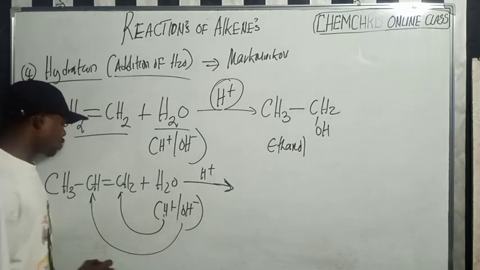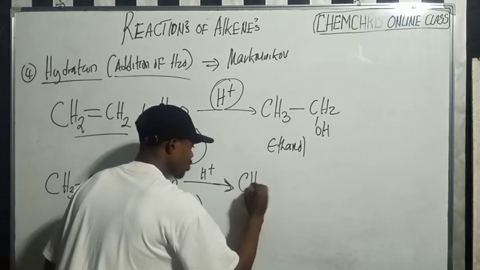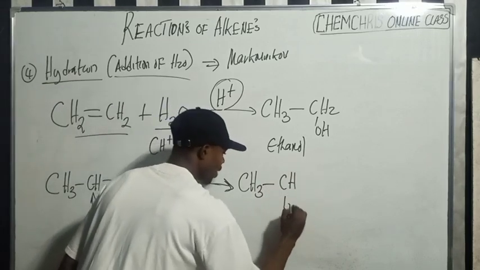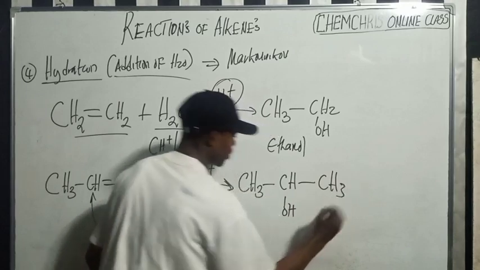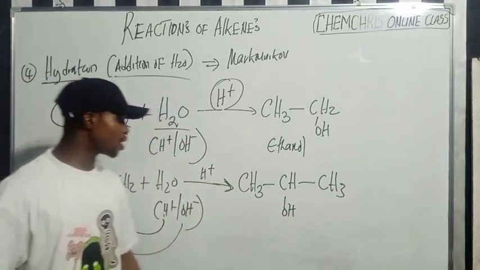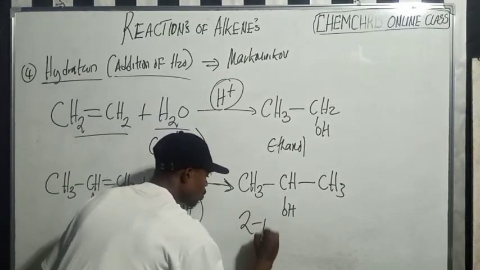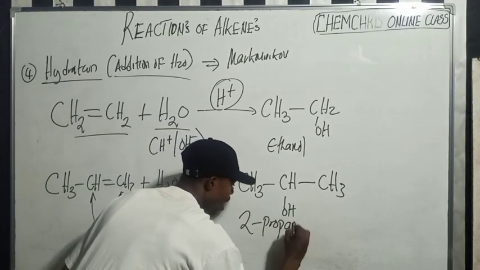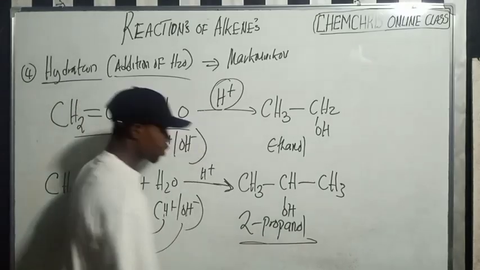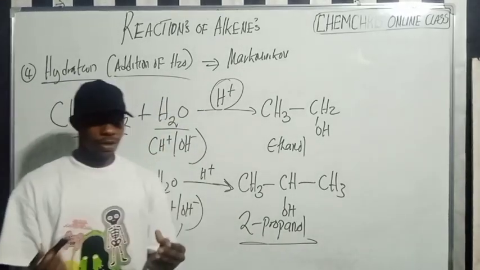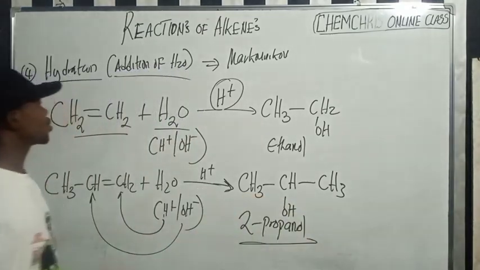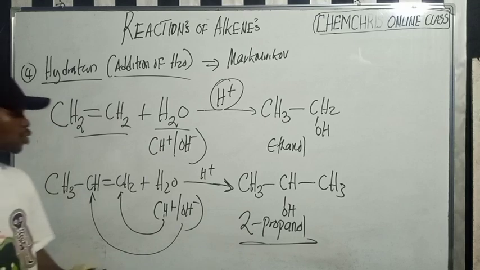So the product of the reaction is going to be CH3, here we have CHOH, here we have CH3. Can you see that? Now, what is the name of this product here? The name of this product is called 2-propanol. That is the name of this product. 2-propanol. Hope you understand. So that is it for the hydration of the alkenes. So please take it down.